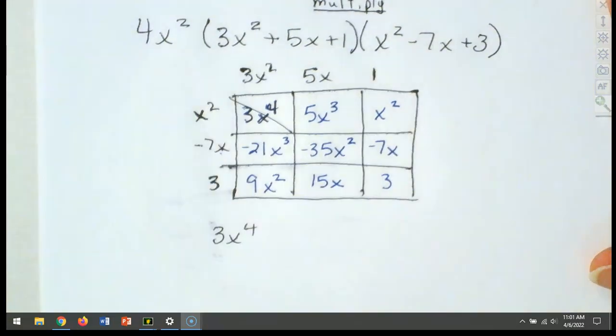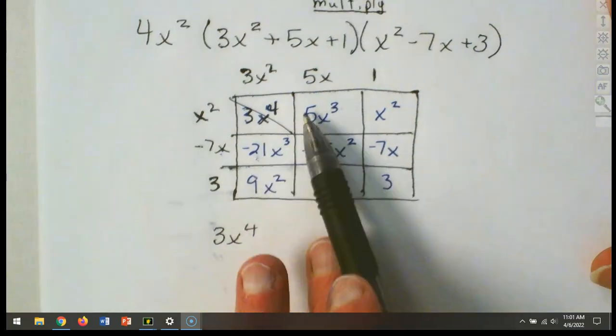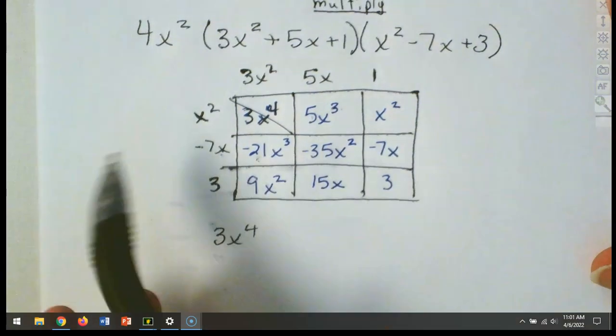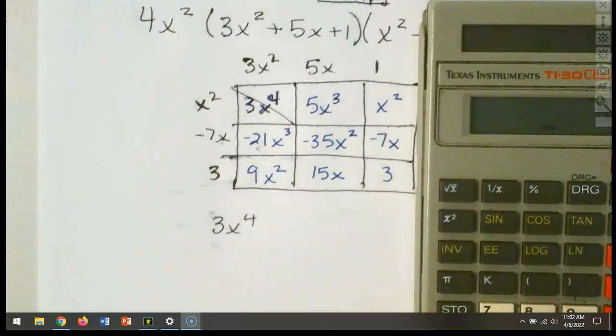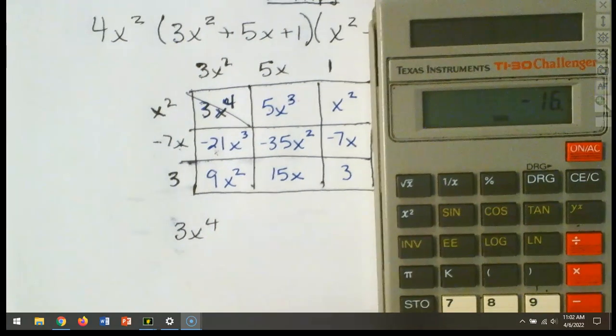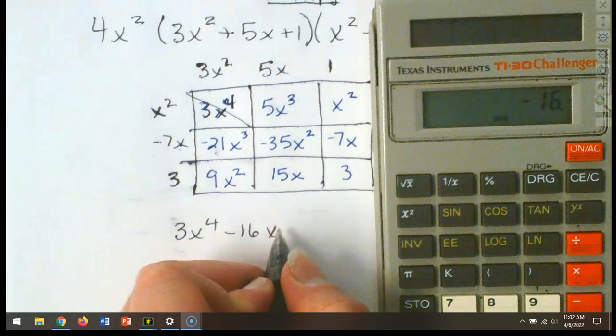Gone. What about x cubed? We've got a 5 and a minus 21. So 5 and a minus 21, that's going to be a 16. It's a minus, right? That's 5 minus 21. Should give you that minus 16. So that's going to be a minus 16x cubed.